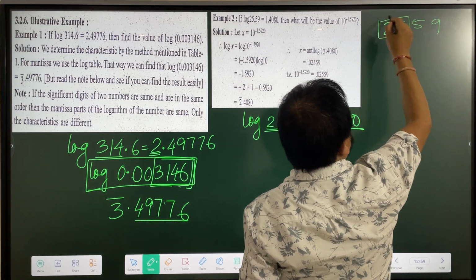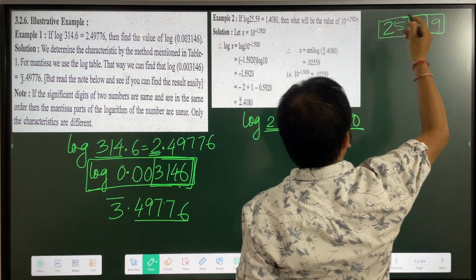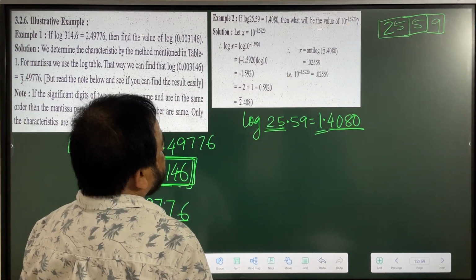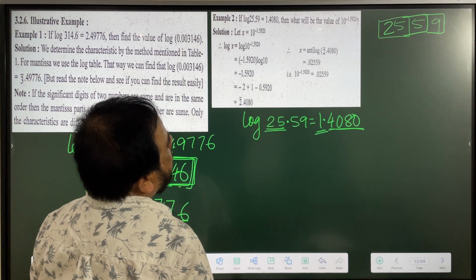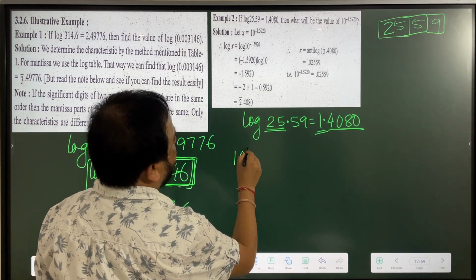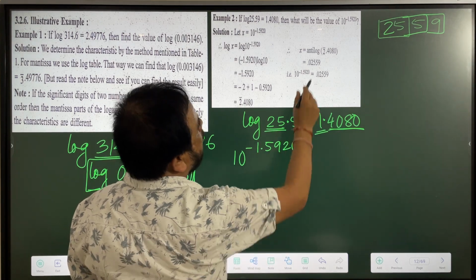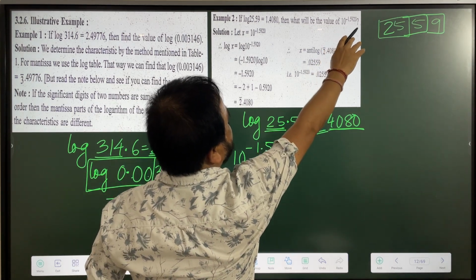2559. Pair, single digit, single digit. I have already shown you in the previous video. Now we have to find the value of 10 to the power minus 1.5920.